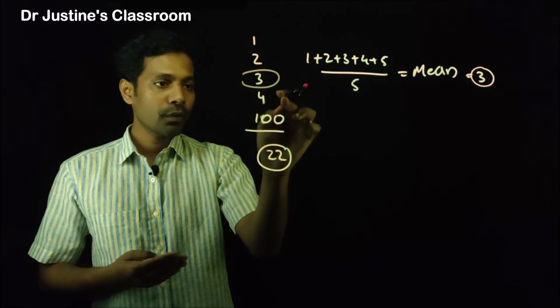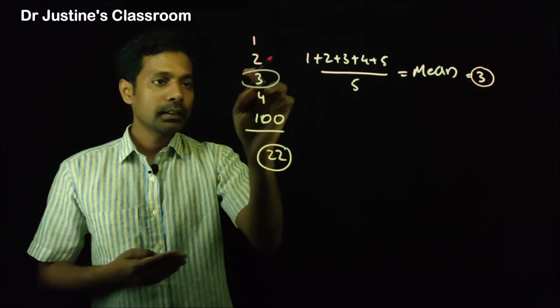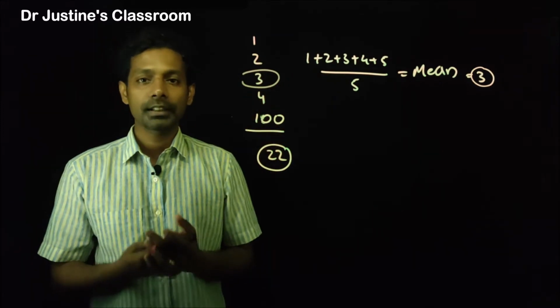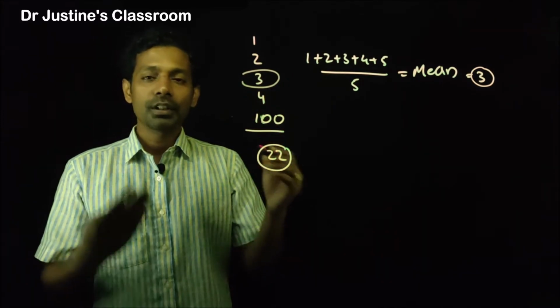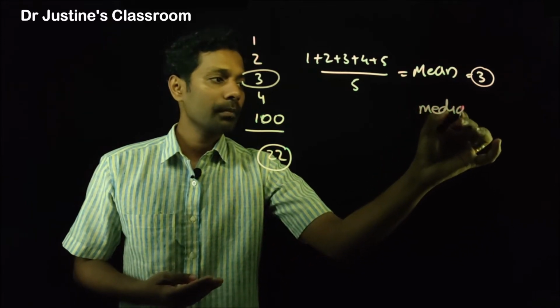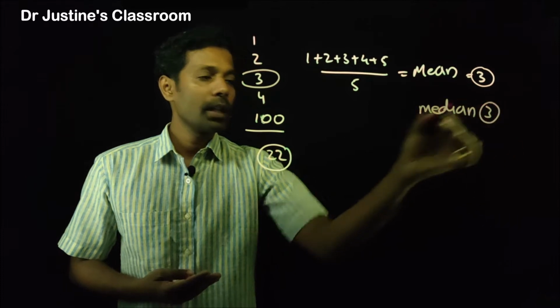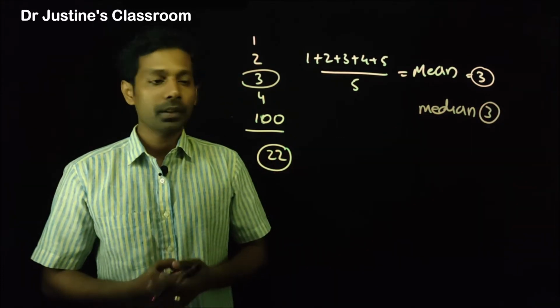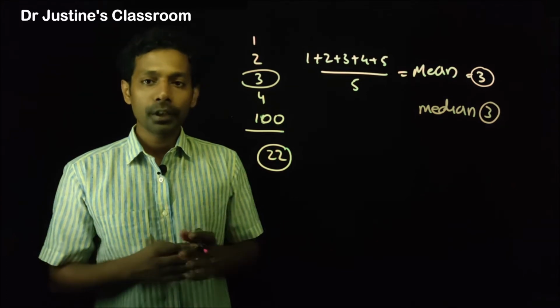1, 2, 3, 4, 5 values are here, and the center position is 3. So this is a positional average. See that term? Positional average. So this is called the median. So median would be 3.